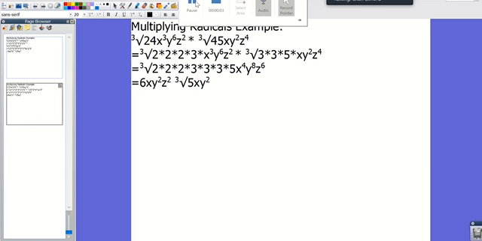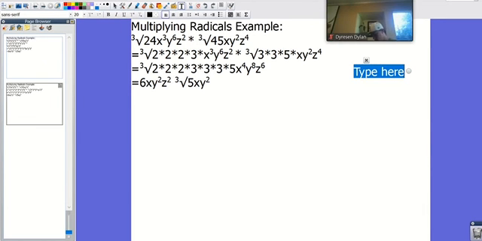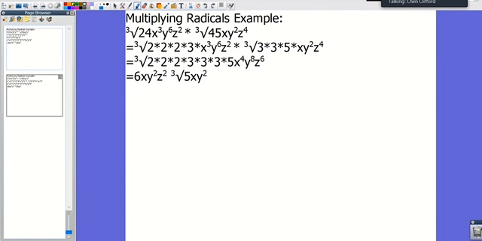Let's say we have a problem that looks like the very top right over here. This first yellow highlight right here.